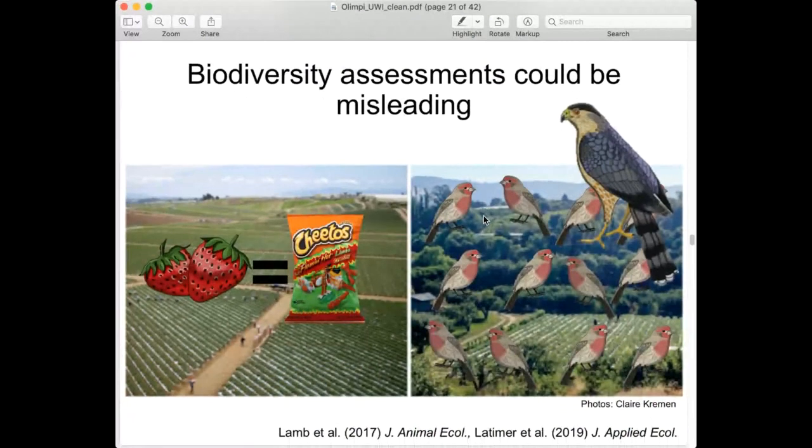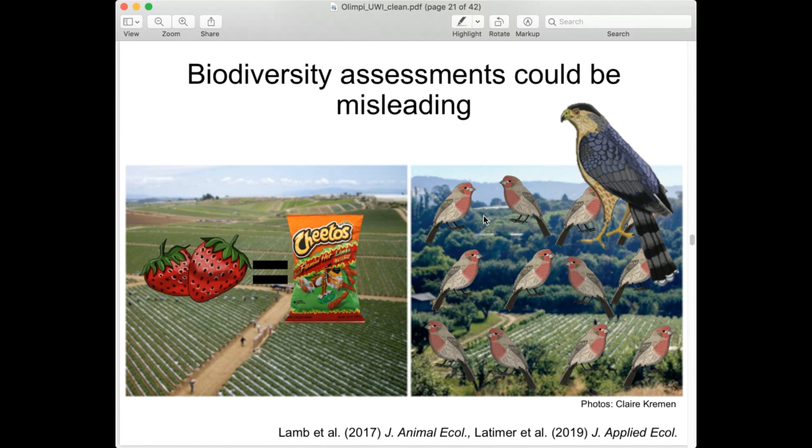So we've talked about species richness and diversity in communities, but these kinds of assessments could be misleading. They might be overly optimistic. So for example, farms could be ecological traps where species are attracted to what they think is high quality habitat, but actually it has a negative impact on their fitness. So on the left, if birds substitute strawberries for other diet items, they might be consuming a super high sugar diet, and that could have a negative impact on health and reproduction. So maybe strawberries are like the Cheetos of the bird world here.